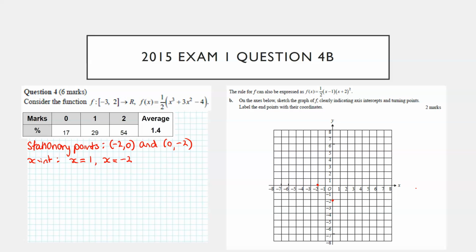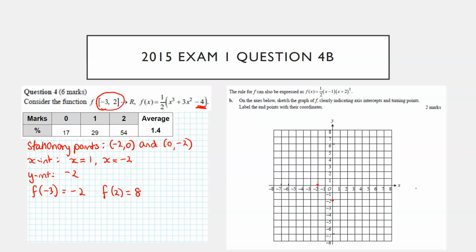Next, my y-intercept is going to be, looking here, -4 divided by 2, so -2. And then I also need to consider my end points. So f of -3, substituting -3 in for x, I get -2, and f of 2, I get 8.